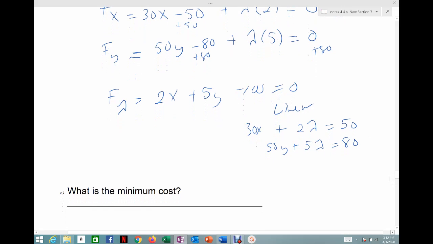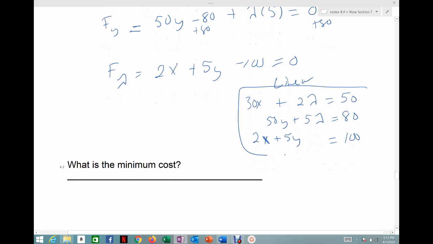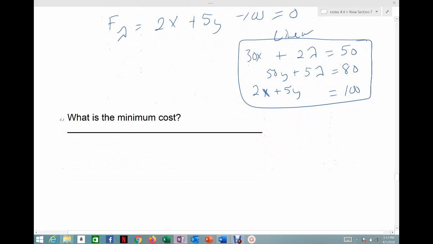And then my constraint equation is 2x plus 5y, no lambda, equals 100. Alright, so there's my system where I've rewritten it, and again, like I said, I'm going to write my matrix down here. My matrix is, there's going to be some zeros in this one, because there's no y term in the first equation, just an x term. 30, 0 for y, 2 for lambda, equals my constant 50.